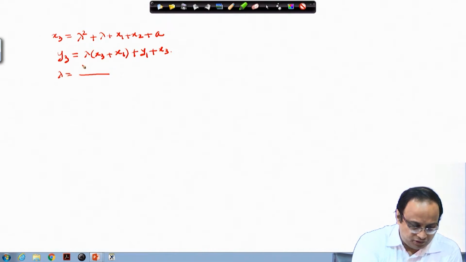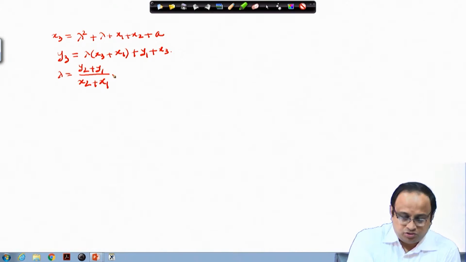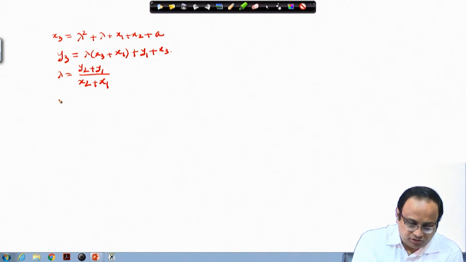And lambda is the slope. In this case, it is y2 plus y1, remember it is in characteristic 2, divided by x2 plus x1. Now for projective coordinates, we will make these changes.